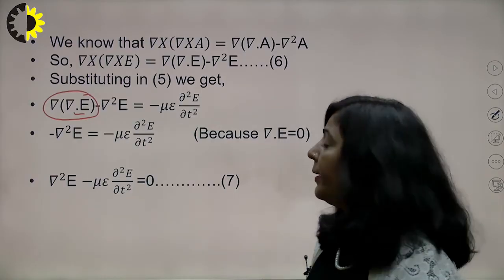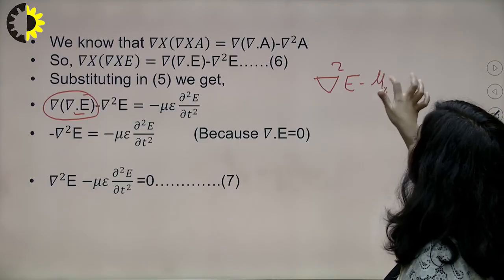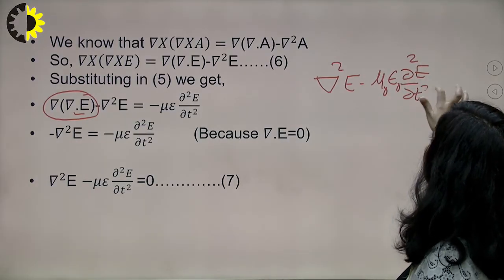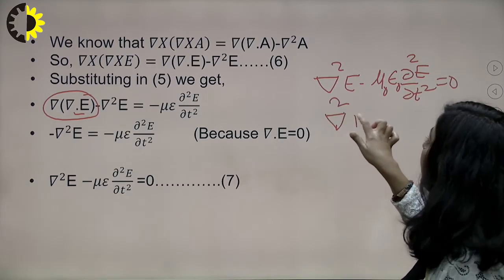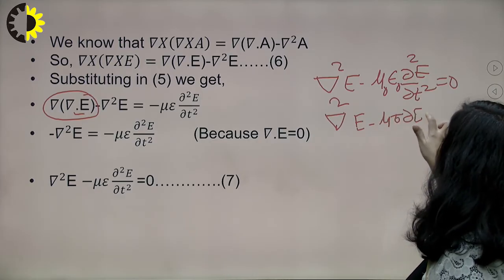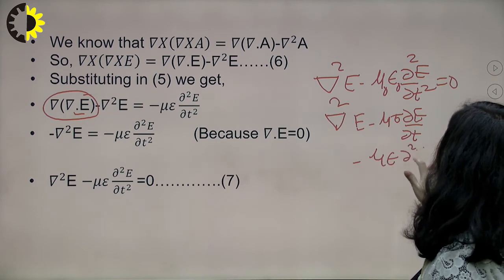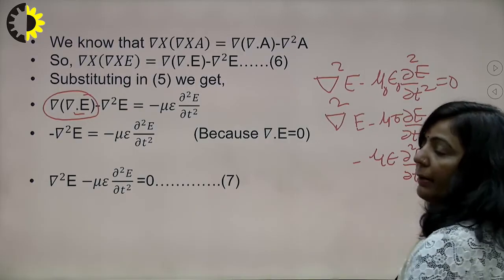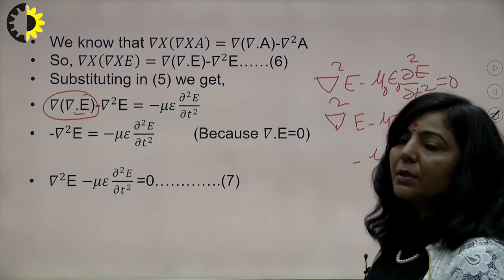If you remember, in free space the equation was del square E minus mu naught epsilon naught del square E upon del t square equals 0. This was the equation in free space. You have also done the derivation for conducting medium, where there was an additional term: minus mu sigma del E by del t, minus mu epsilon del square E by del t square equals 0. And in dielectric medium, you get this equation. So you can see the similarities and the differences in these equations.